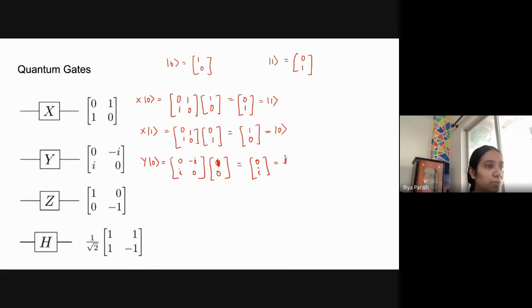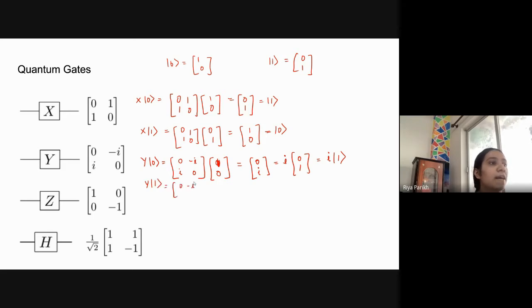We'll take i common. It will be i times (0, 1), and this is the same as state 1, so it will be i times 1. So it's both a phase flip from the real axis to the imaginary axis, and also the bit got flipped from 0 to 1. Let's apply the Y gate to state 1.